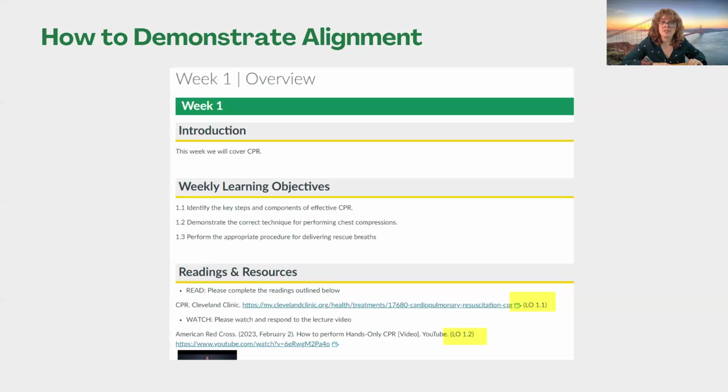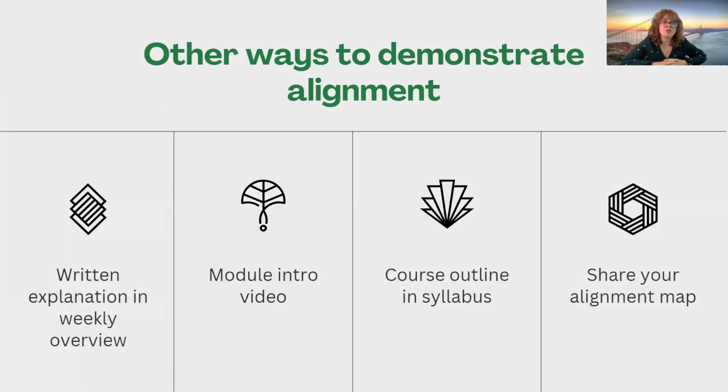But there's lots of other ways you can demonstrate alignment. And there's more than this. You could provide a written explanation in the weekly overview. You could communicate that to your students verbally, say if you're in a lecture or in a presentation. You could do an intro video where you talk through some of the resources you've assigned and how it's going to help them achieve their learning goals. You could put it in the course outline in your syllabus, as I've done in the parentheses in the previous slide to show that alignment. And as I've mentioned before, you can share your alignment map.